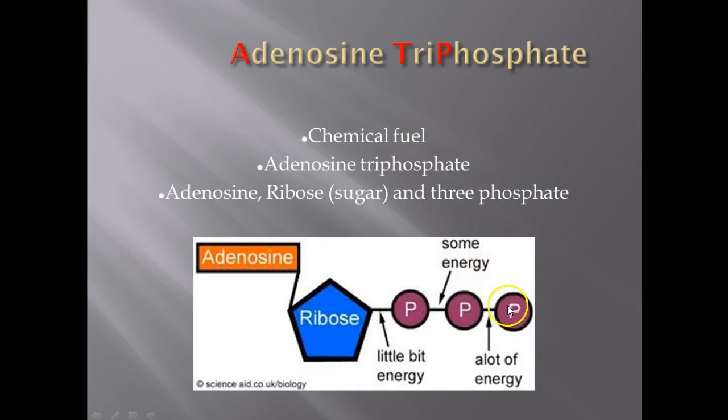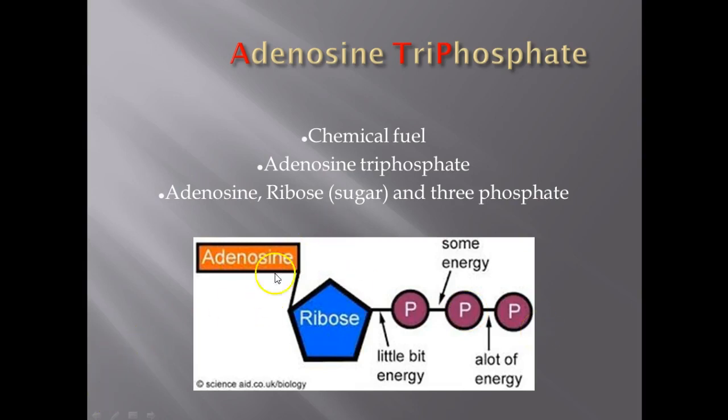Now the energy from ATP comes in these bonds between the phosphate groups. So in the bond between the third and the second, there's a ton of energy. In the bond between the second and the first, there's some energy, and the bond between the sugar and the phosphate, there's a little bit of energy. So really what we're going to be focusing on is what happens with these bonds between the phosphate groups. That is what drives this reaction.